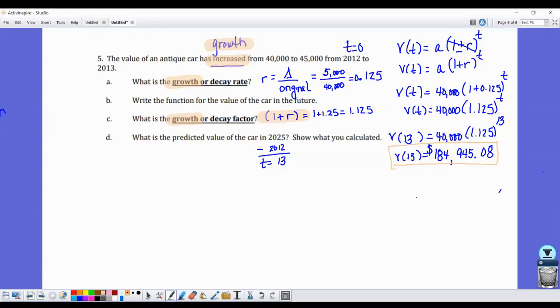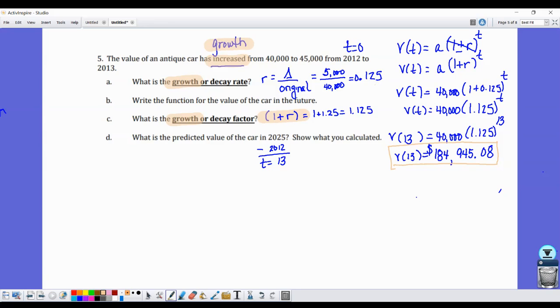Well, let's take a look at your work. How did things turn out for you? First thing we had to talk about was calculating the growth or decay rate. And we knew it was growth because we saw the value of the car increasing from 40,000 to 45,000. And so we find the change between those two values just by subtraction, which was 5,000 divided by 40,000. And our growth rate is 0.125, or 125 thousandths.